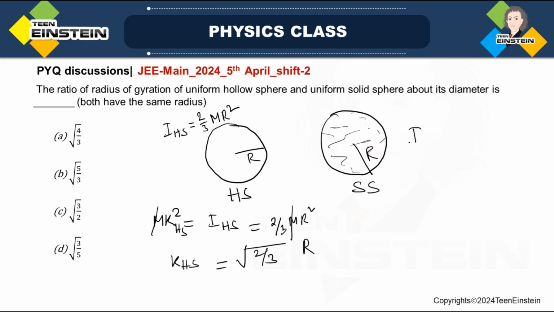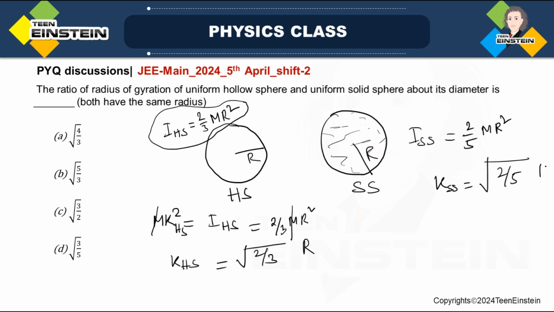Okay. What about solid sphere? We know solid sphere moment of inertia. So this is where actually people will be stuck. If you don't remember what is the moment of inertia of a solid sphere about its diameter, then things are not going to move. You need to actually know this formula. And for a solid sphere, we know 2 by 5 m r square. So according to this, I can write K_SS is equal to square root of 2 by 5, and r will be outside of the square root.